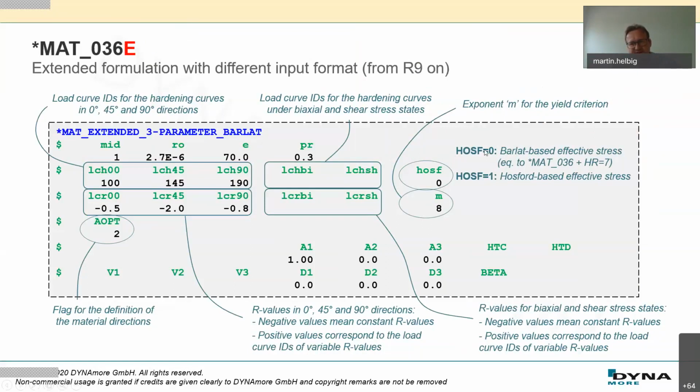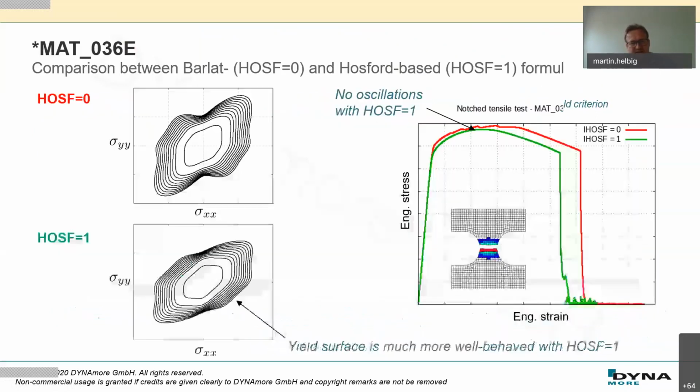If you set it to 0, you get the same as MAT36 and this HR7. This means you can put in the load curve for each direction and also the curve of the Lankford parameter for each direction, and you will get the same results. And if you set this Hosford parameter to 1, you get a little bit different behavior. This convex yield surface is internally directly calculated.